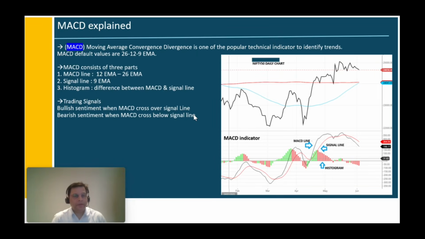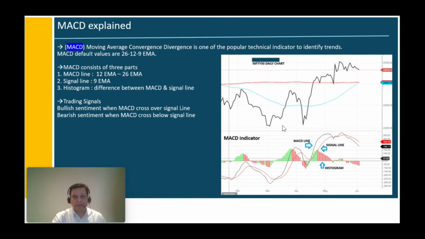So in MACD explained, MACD is called moving average convergence divergence. That's the full form. It's one of the popular technical indicators to identify trades in your price analysis. When you add the MACD as a technical tool from your trading platform, the default values are 26, 12, and 9. These are the EMA values, what we call exponential moving average.